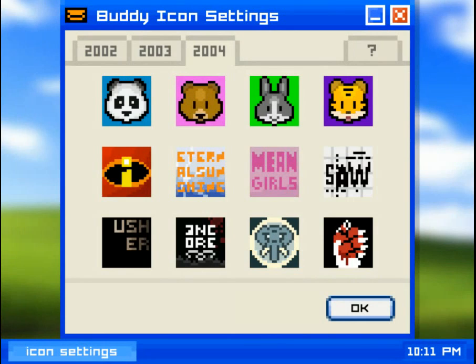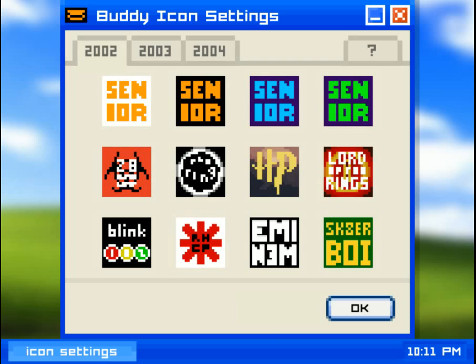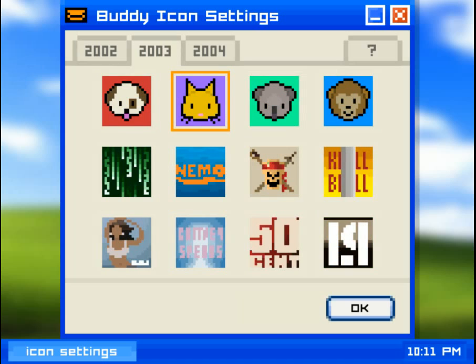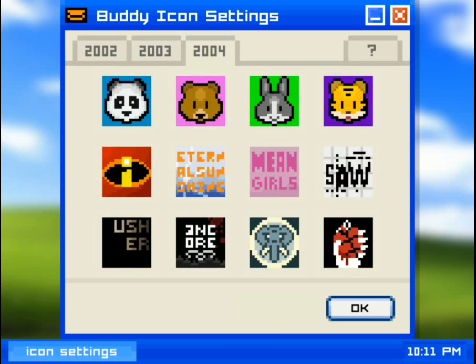So now we're a sophomore in college, and we get to change our icon again. Ooh, the Incredibles. No, look, it's Green Day right there. Matter of fact, I didn't even notice we can actually go back to the first ones we had before. Hey, 28 Days. It's cool, because when we were a senior, we had these. And then 2003, which we had the kitty cat. So 2004, now we have the actual panda.